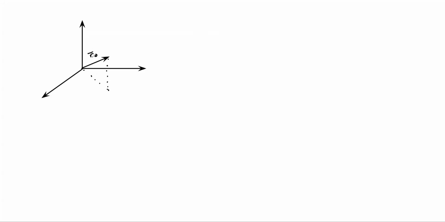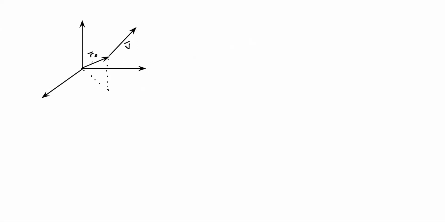And one more thing. r naught in this case, of course, would have 3 components, not 2 components. So that's what differentiates 2 dimensions from 3 dimensions. And then we could still have a direction vector that, of course, also has 3 components. And I don't know, we'll just pick a direction here. How about this way? We'll say that's our v.